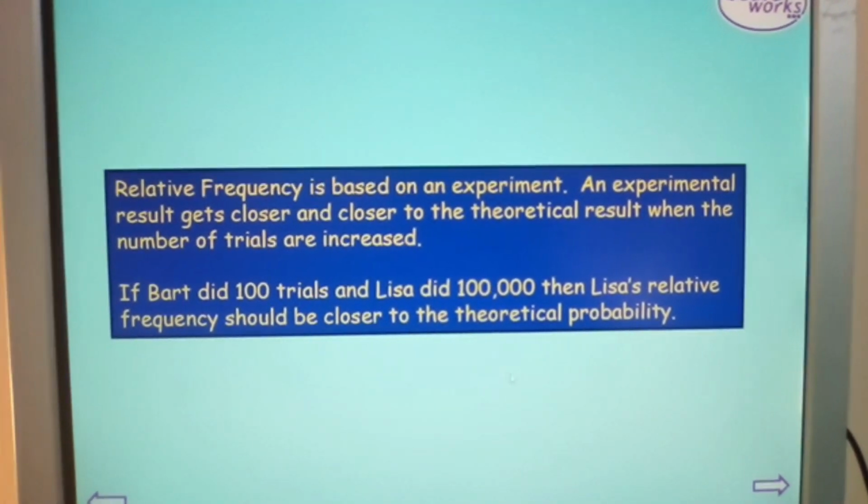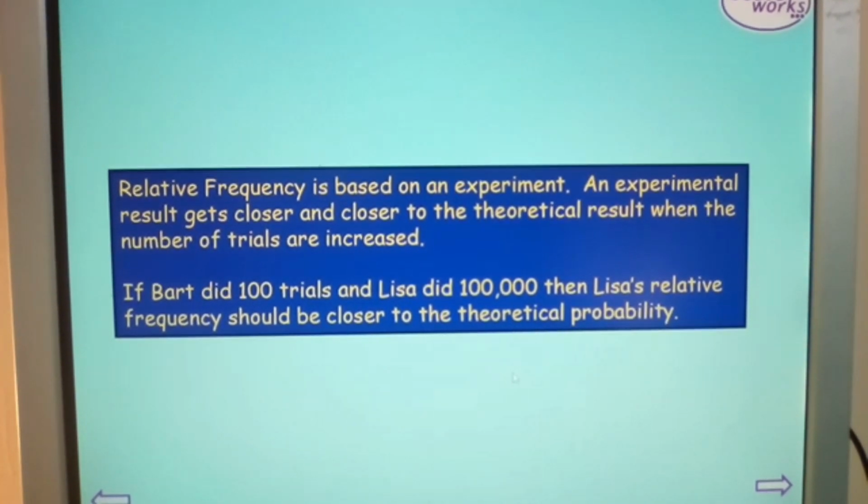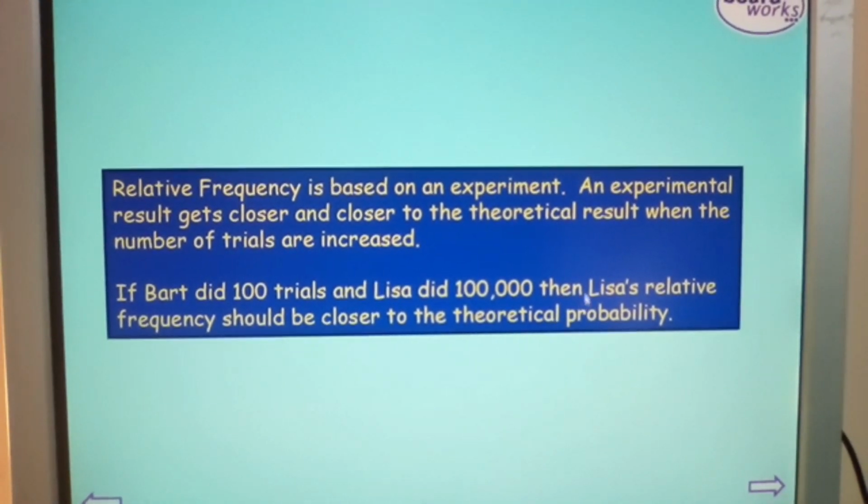Now, relative frequency is based on an experiment. An experimental result gets closer and closer to the theoretical result when the number of trials is increased. If Bart did 100 trials and Lees did 100,000, then Lees's relative frequency should be closer to the theoretical probability. Okay.